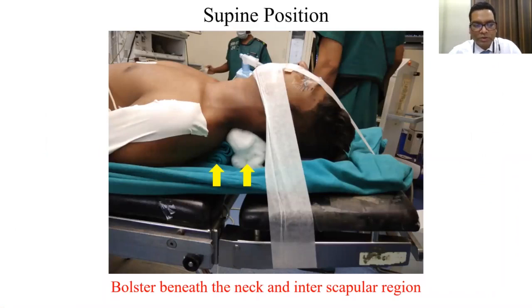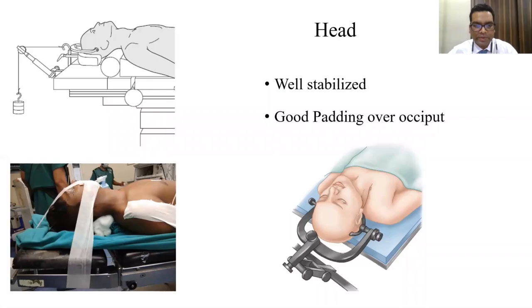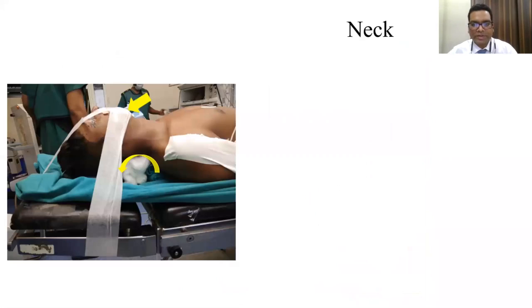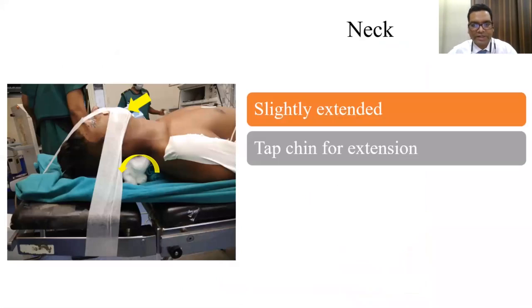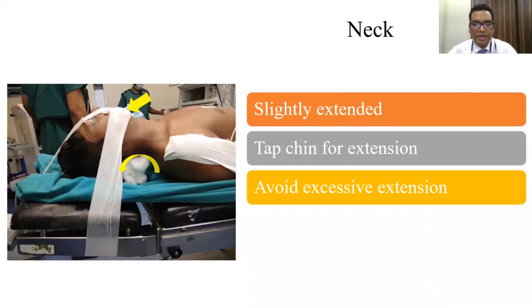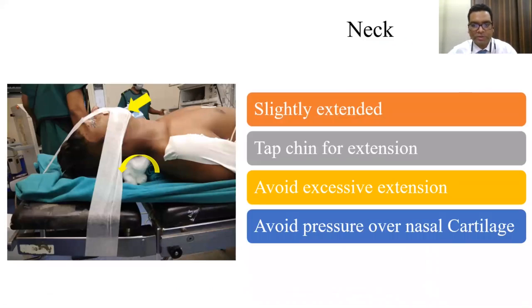A few points about the supine position: the bolster has to be beneath the neck and the interscapular region. The head has to be well stabilized, with good padding over the occiput. We prefer a gel pad below the occiput to release the pressure on the occiput. The neck has to be slightly extended, tape the chin for the extension, avoid excessive extension of the neck, and avoid pressure on the nasal cartilage.